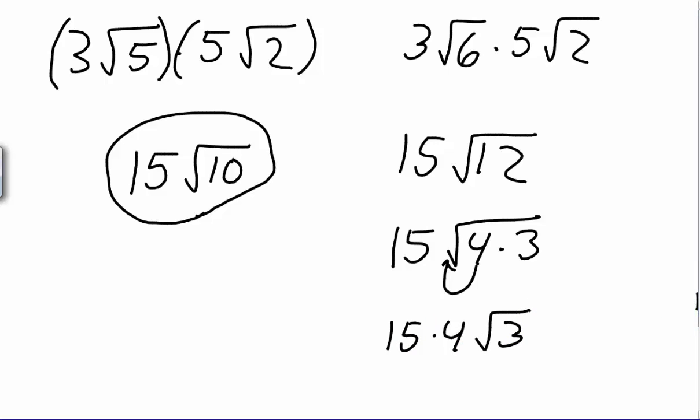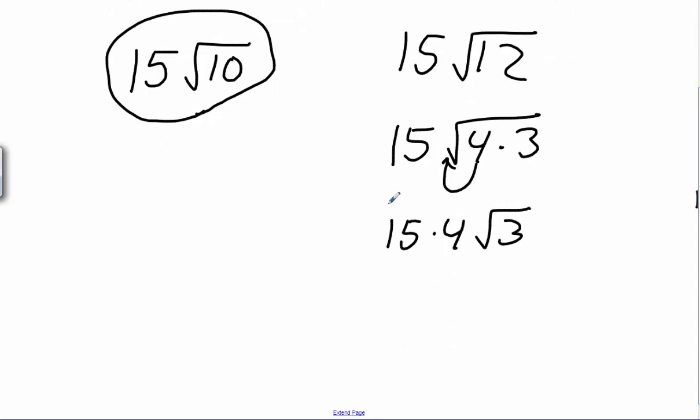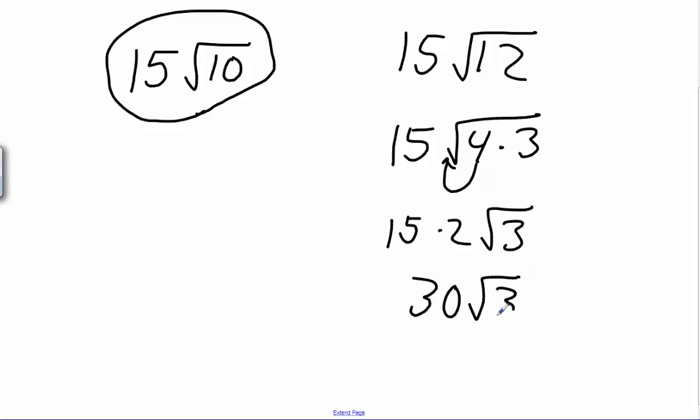Oops, missed it. Sorry, I lied. Apologies. It becomes 15 times 2 because when we bring the 4 outside the square root, it becomes a 2, because the square root of 4 is 2. 2 times 15 is 30. And our final answer is 30 square root of 3. Nothing too crazy.